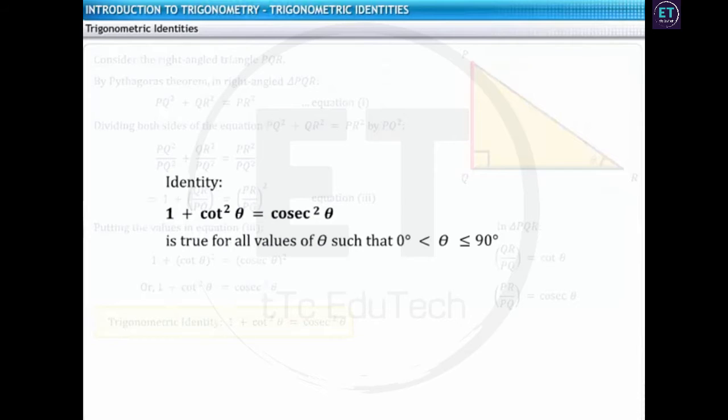From the trigonometric ratios of specific angles, we know that cot 0 and cosec 0 are not defined. Thus, this identity is true for all values of angle theta greater than 0 degrees and less than or equal to 90 degrees.